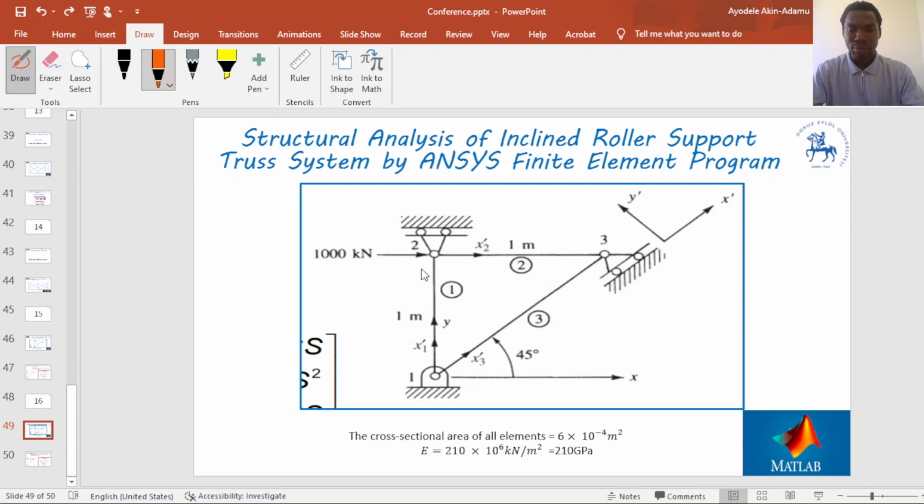So we are using the finite element procedure to solve this problem. Just under this image, you will see that we're told the cross-sectional area of the three elements is 6 times 10 raised to minus 4 meters squared, while E, the Young's modulus, is 210 times 10 raised to 6 kilonewton per meter squared, or 210 gigapascal. So, as I've said, we're going to use the finite element procedure to solve this problem.